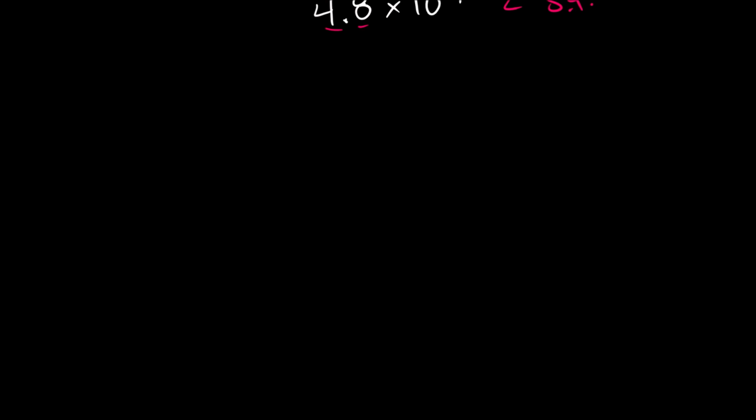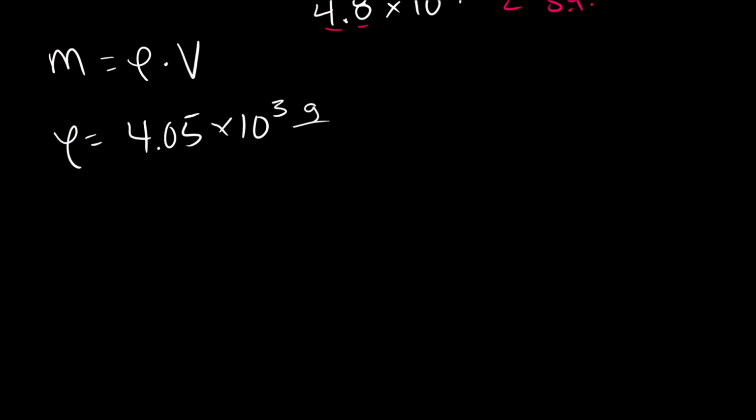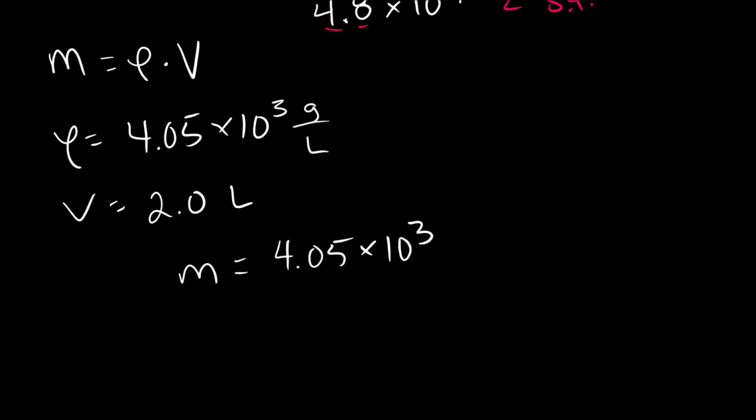Let's say we're trying to find the mass of an object and we know its density and its volume. We're going to take a density of 4.05 times 10 to the 3 grams per liter, and multiply it by the volume of that liquid, which is 2.0 liters.